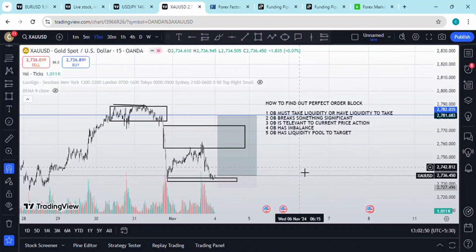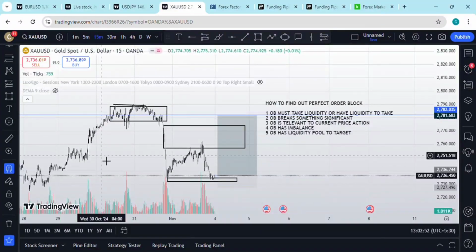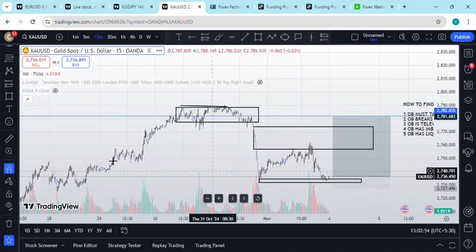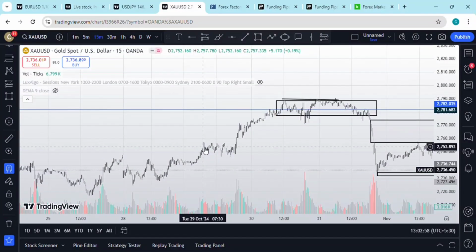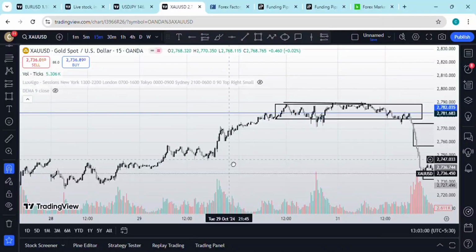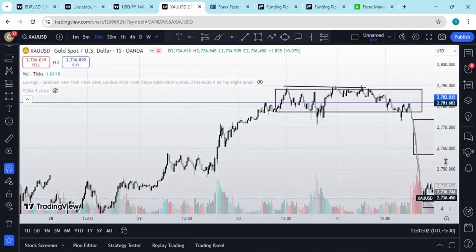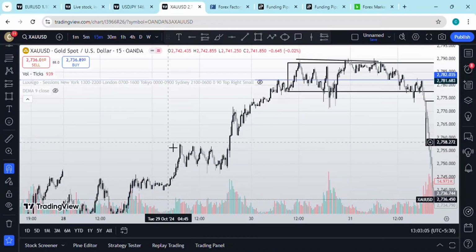Most people think that... let me show you some examples. Suppose this zone, okay. Price is rejecting this zone. Just look at it, the price has been rejected by this one so many times. So people think it's going to go lower. No, it's not an order block thing.